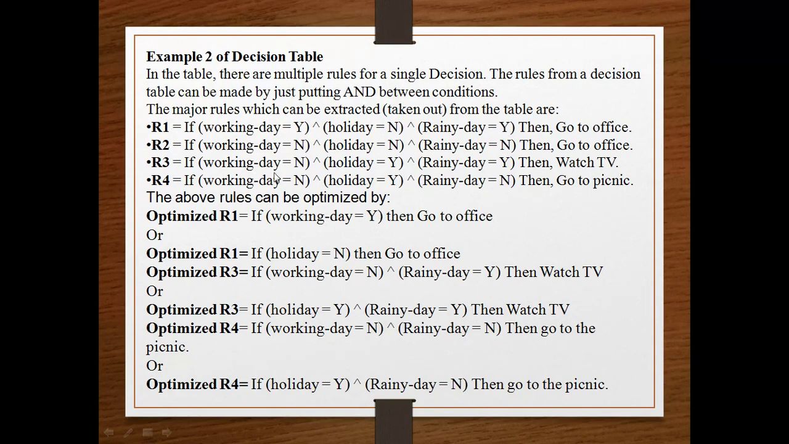If it is not a working day, it's a holiday, it's a rainy day, then watch TV in the house. If it is not a working day, it is a holiday and it is not raining, then go to picnic. Now these rules can be optimized.